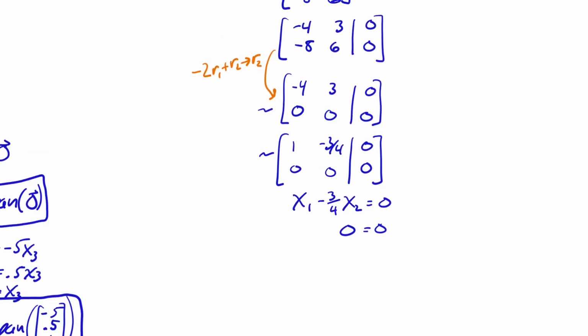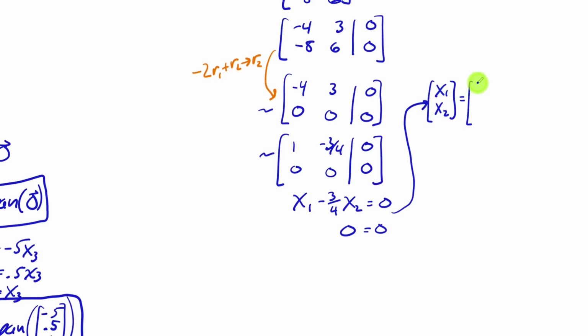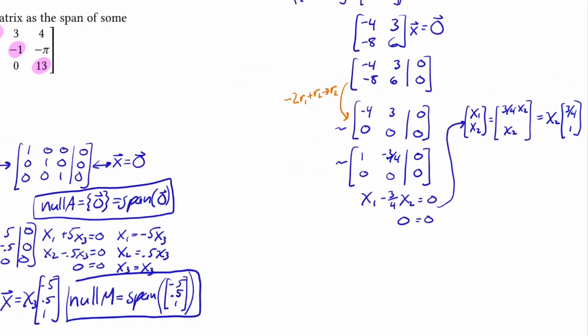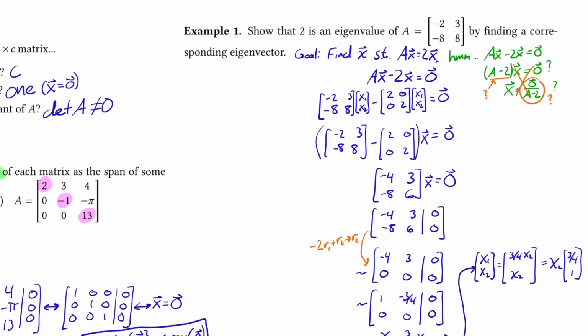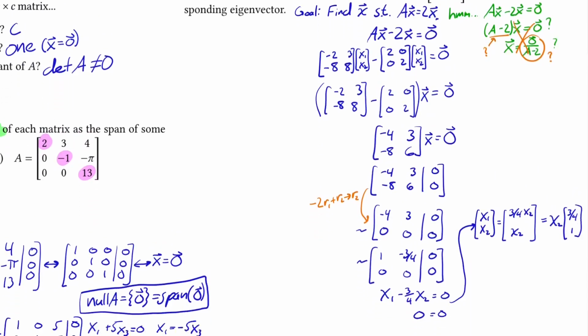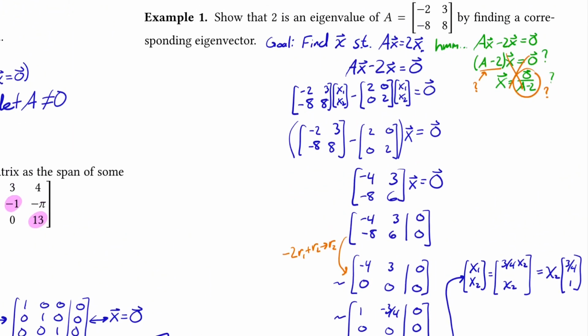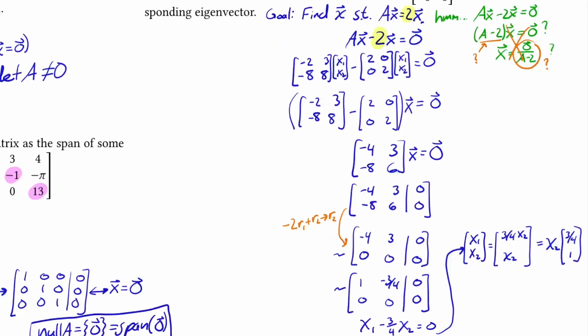So when we want to write the solution set of this, we can say the vector x1, x2. Well, x1 is 3/4 x2, and x2 is just x2. So we can write this as x2 times the vector 3/4, 1. So any multiple of this 3/4, 1 vector here is going to be an eigenvector corresponding with lambda equals 2.